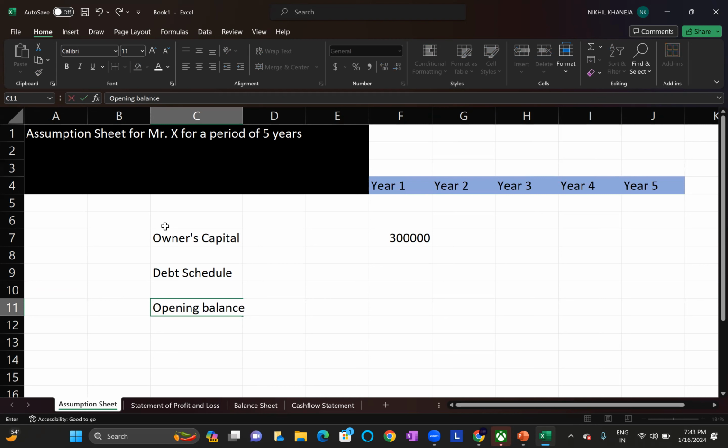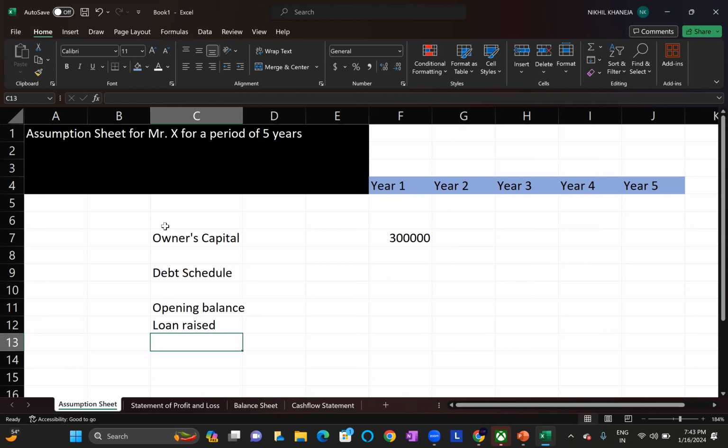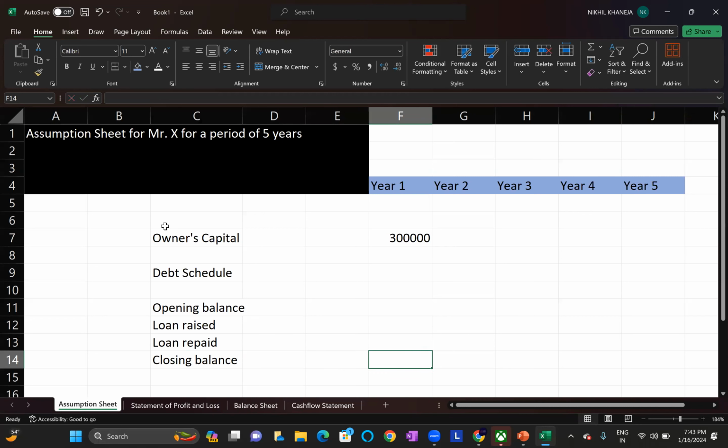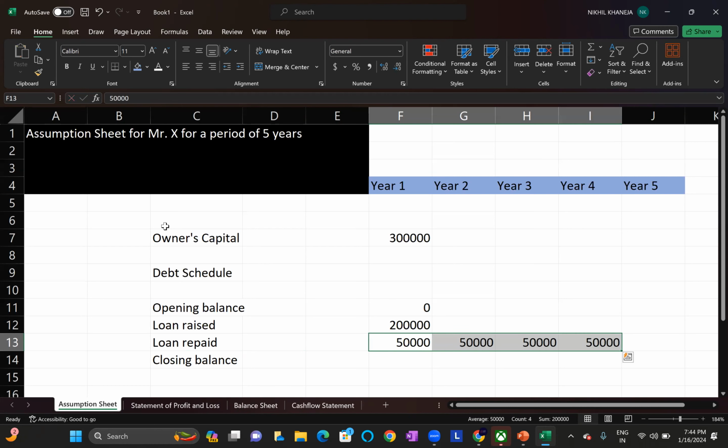Opening balance, loan raised, loan repaid, closing balance. Opening balance, as you know, we are just starting the business. So opening balance is nil. Loan raised is 2 lakh rupees. Loan repaid, it is repaid in 4 equal installments of 50,000 each. I can just copy it and drag it for other 3 years.